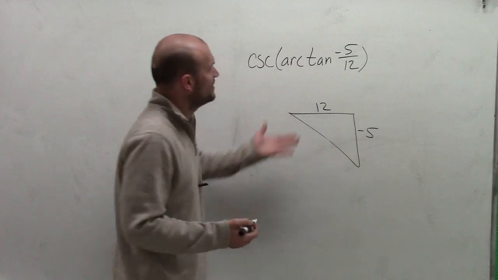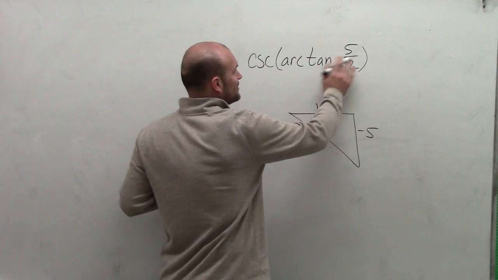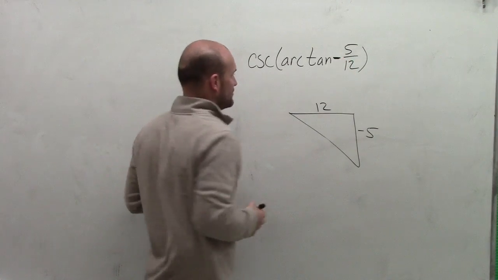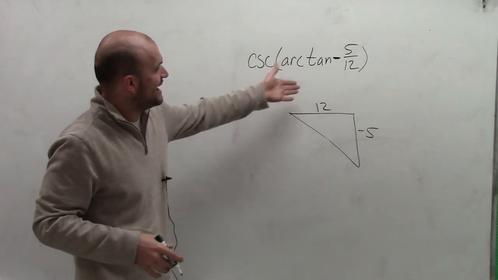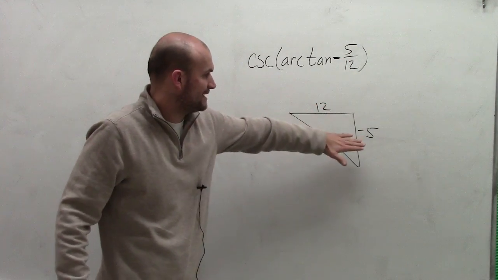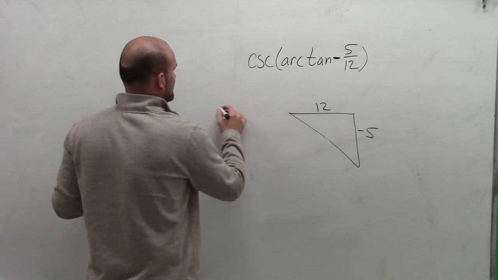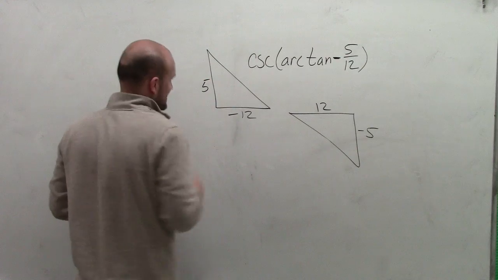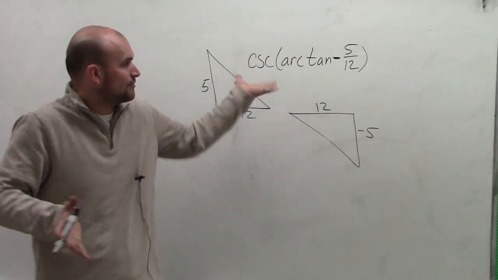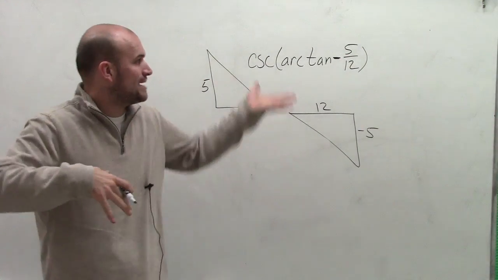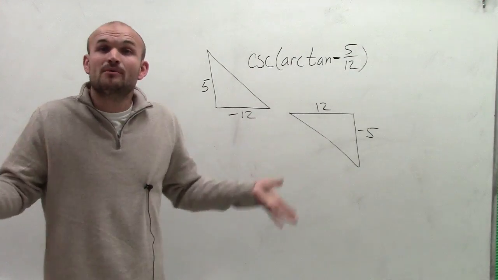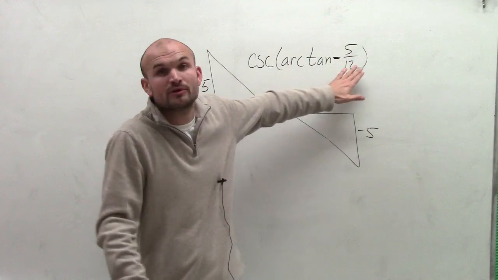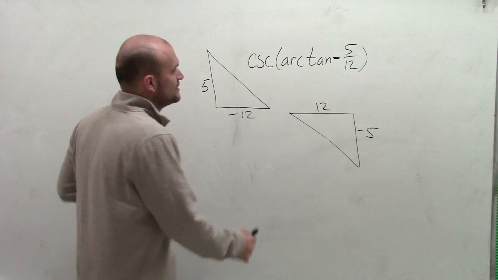Well, here we go. I wrote this kind of wrong. This is -5 over 12, so we don't know if I'm dealing with a positive 12 and a -5, or a -12 and a positive 5. It could be one or the other. I originally assumed that the negative would be on the 5, but we don't know yet, because the negative sign should have been written in front. So it could have been either of these triangles.